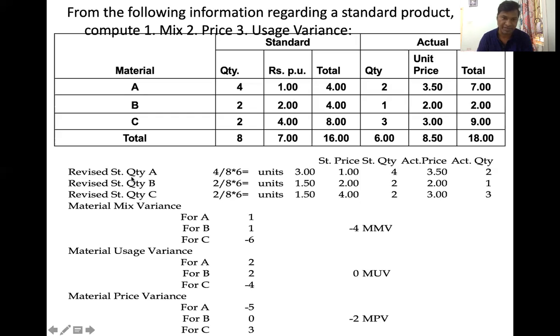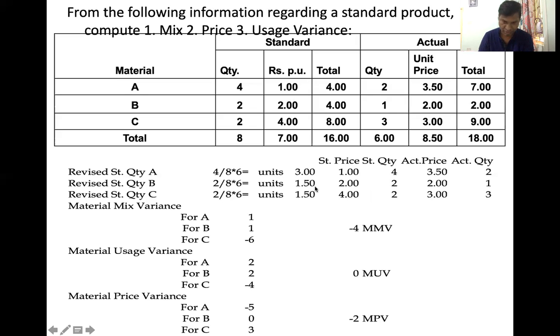Revised standard quantity. Material variances and labor variances are very easy, but if you go wrong, then you get confused. Look at this. Even I got confused. It is not so difficult, but we go wrong. If our mind is absent for a second or two, then this is how it happens, right?